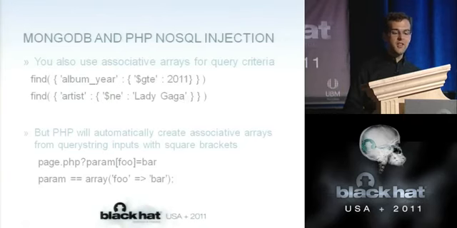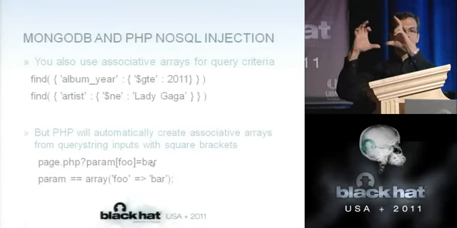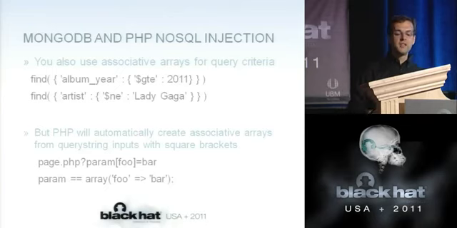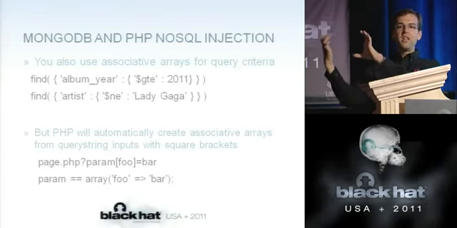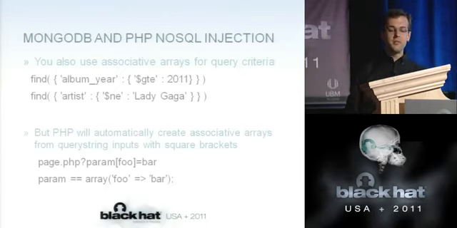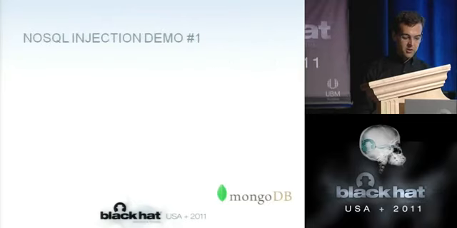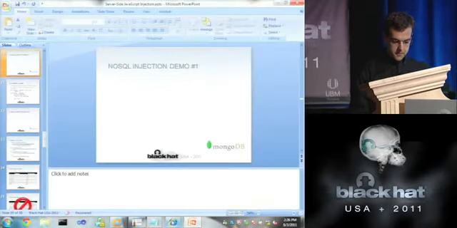But here's the thing. PHP will automatically create associative arrays from query string inputs with square brackets in them. So if I call page.php, and it's expecting param equals foo, if I say param square bracket foo equals bar, PHP is automatically going to make this associative array to associate the key foo with the value bar. And now we're going to take advantage of that.